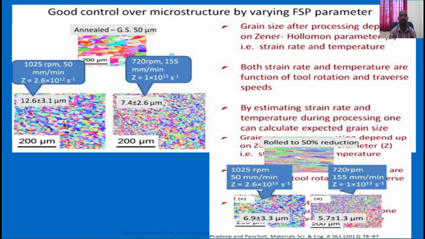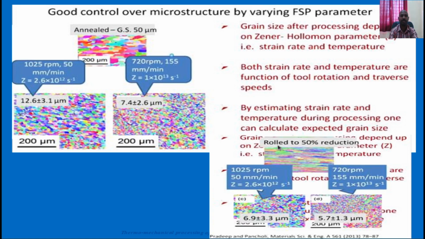Because of that, you will see the grain size in this particular situation is 12 micrometer, whereas in this situation it is 7.4 plus or minus 2.6. It means the grain size is finer in the case of this higher Zener-Hollomon parameter. So, for example, if the requirement is to improve hardness, you need this particular parameter.